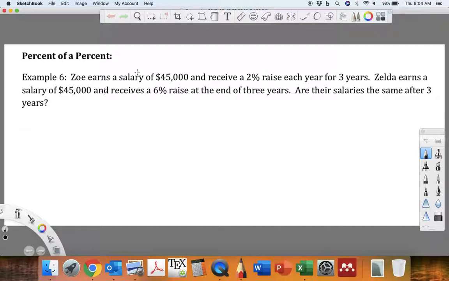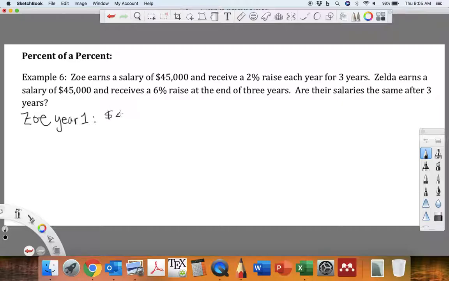So we begin. Let's look at what's going on with Zoe. Good problem solvers read the problem many times. Zoe earns a salary of $45,000 and receives a 2% raise each year for 3 years. So let's go Zoe year 1.